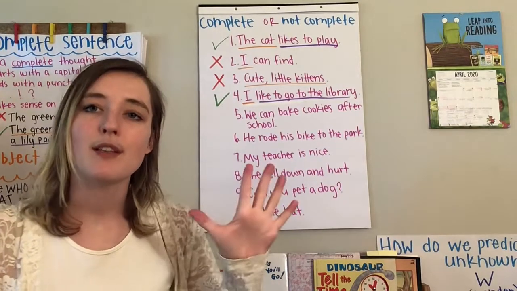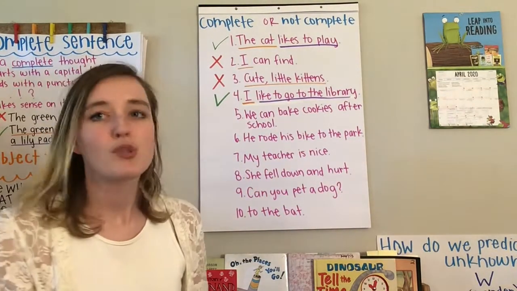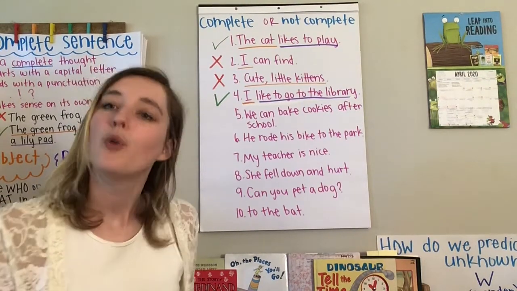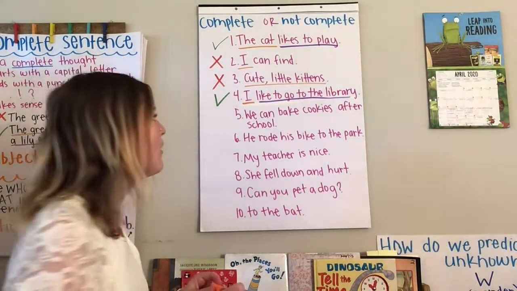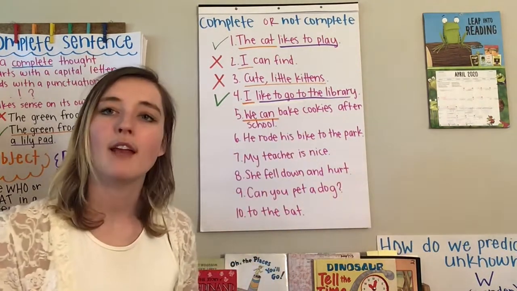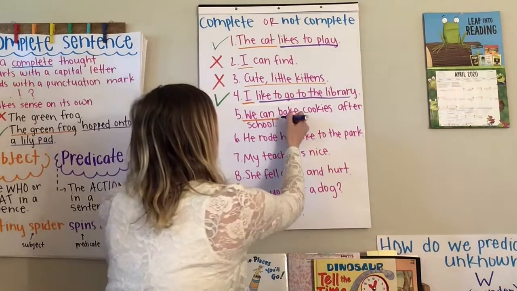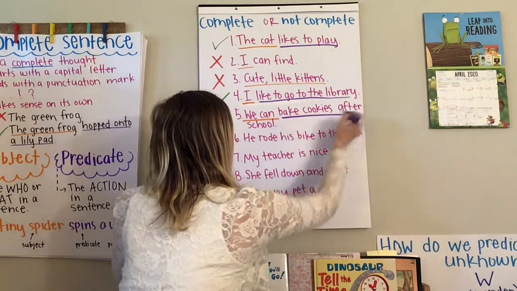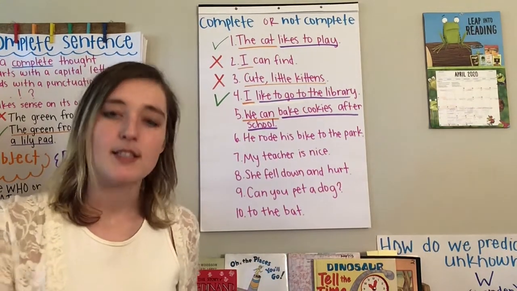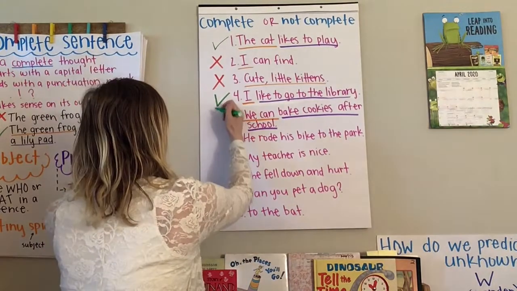Okay, now we're gonna go on to number 5. Number 5 says, we can bake cookies after school. So, who is the sentence about? The subject. We can. What can they do? The action is bake cookies after school. Is this a sentence? Yes, it is a sentence.